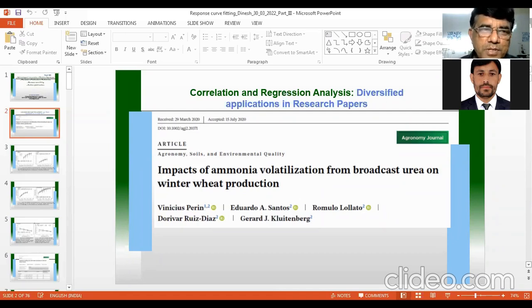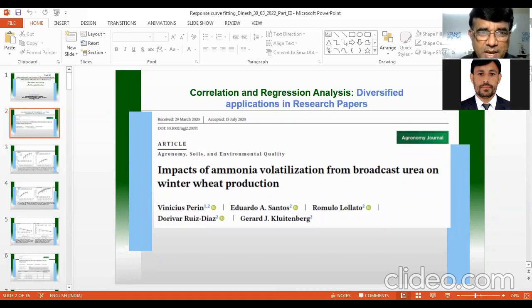Statistics is used in agronomy for testing the significance of treatment, and after that, very rarely do people use statistics. But correlation and regression analysis starts where conventional statistical analysis stops. So if your F test is significant, as I already told you, you will compare the treatments, but you can also do correlation and regression analysis. I am showing you certain examples.